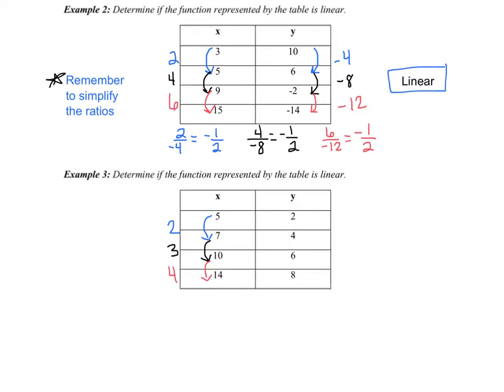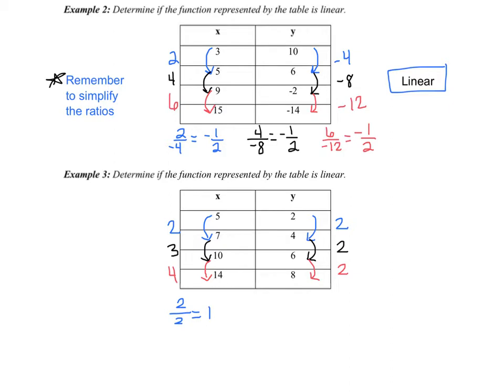Now let's look at our y values. We have 2 to 4, which is 2. We have 4 to 6, which is also 2. And then we have 6 to 8, which our difference is also 2. So our next step is to write down our ratios. Our first ratio is 2 over 2, which simplifies to 1.